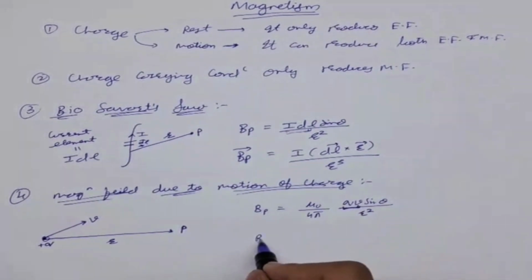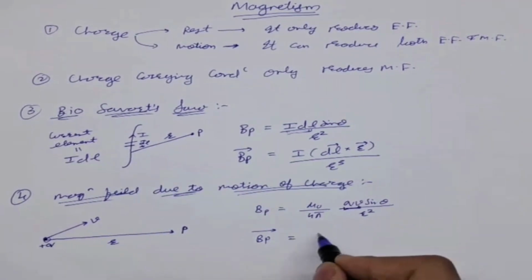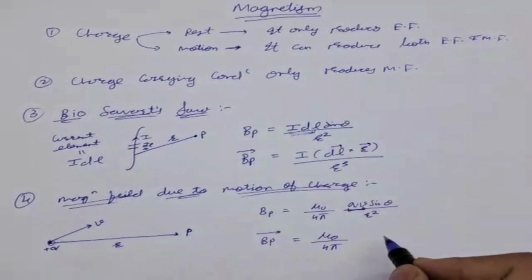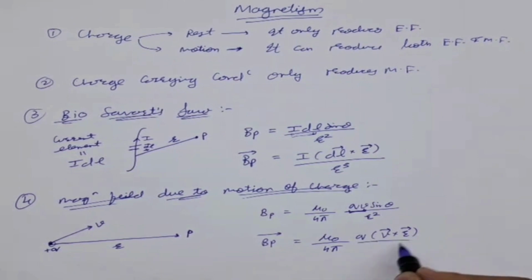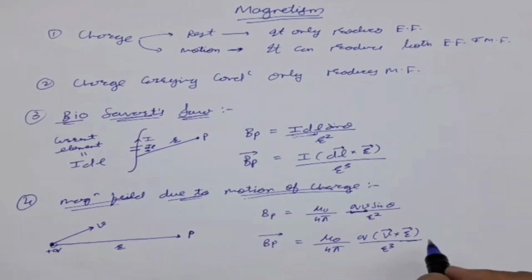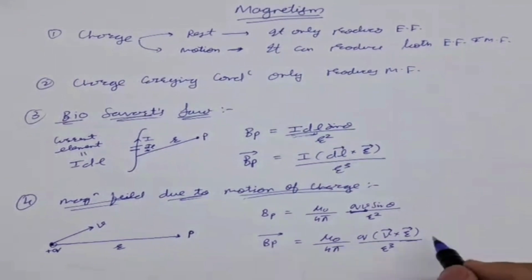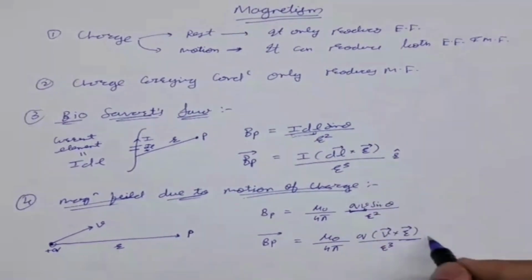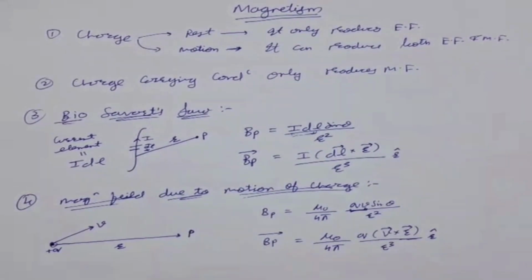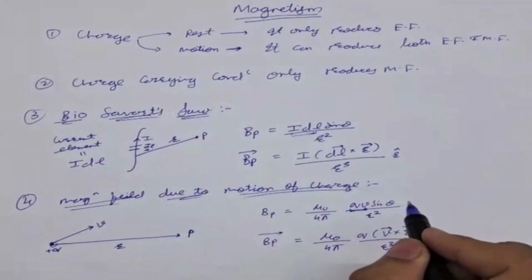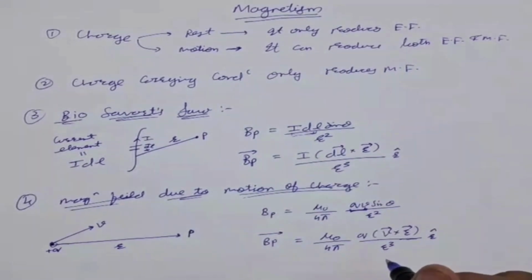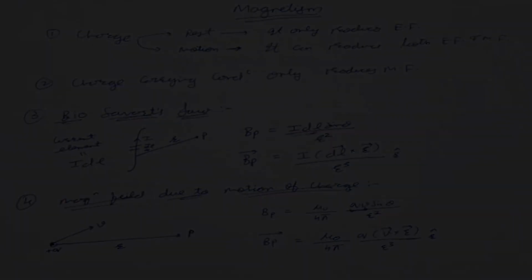We can also write the vector form of this magnetic field as mu naught upon 4 pi q v vector cross r vector upon r cube. This is the magnetic vector. We can write the direction as r cap. Now, this qv is known as the equivalent instantaneous current element of a moving charge. In the earlier case it was I dl, and in this case, it is qv.